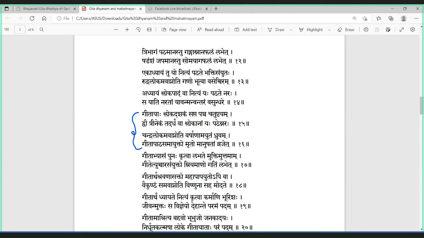Just half of a shloka. Tat artham, shlokanam yah pathet naraha. Whoever will read, Chandralokam avapnoti. He will go to Chandralok and live there. Varshanam ayutam dhruvam. He would live there for 10,000 years. And then what will happen?